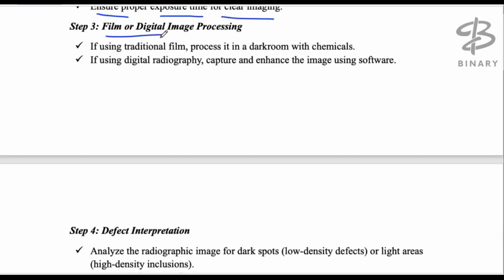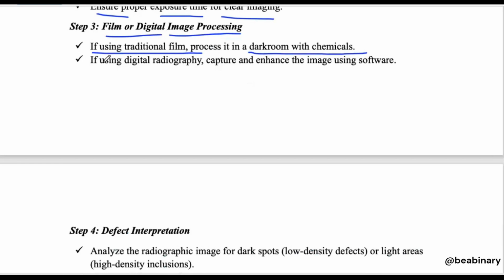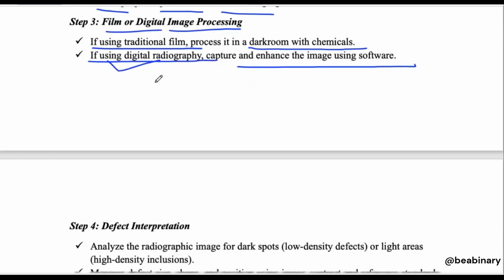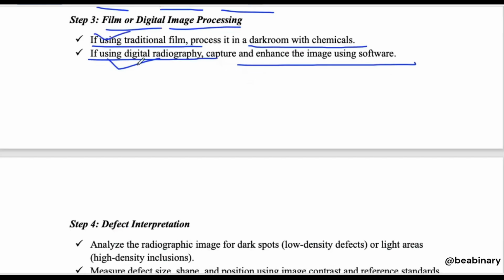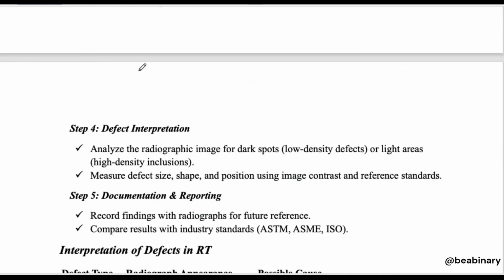The third one is film or digital imaging processing. If using the traditional film process, it is a dark room with chemicals, and if we are using digital radiography, we capture and enhance the images using software. This process is being used very frequently, and the earlier one was also very popular.